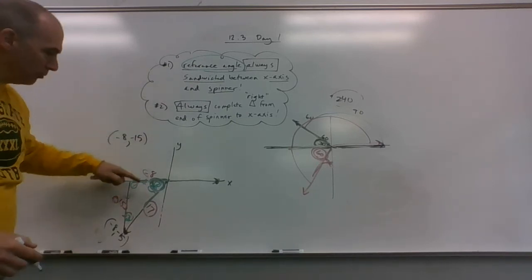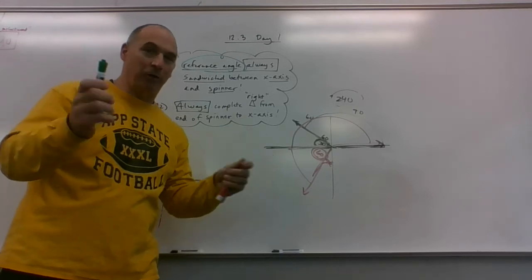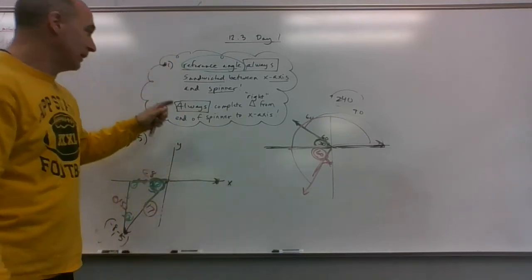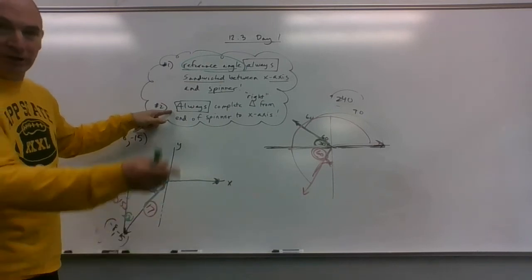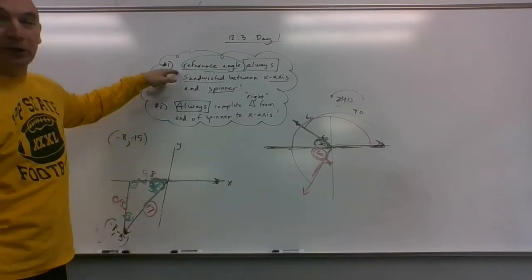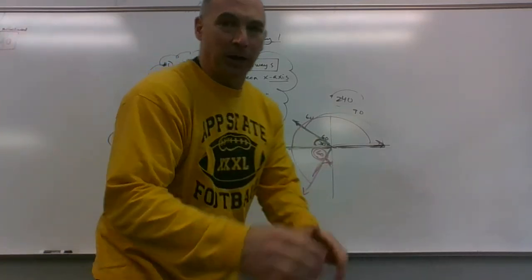So 3 humongous rules that you just have to know. Hypotenuse is always positive. How do you complete your triangle after you're done spinning your spinner? How do I know what my reference angle is? You got to know those things. Hopefully this helped you out a ton.